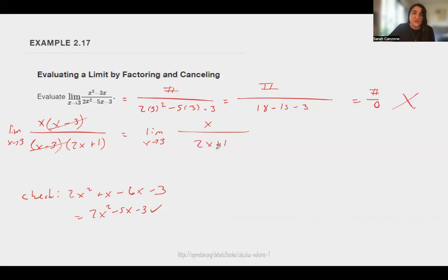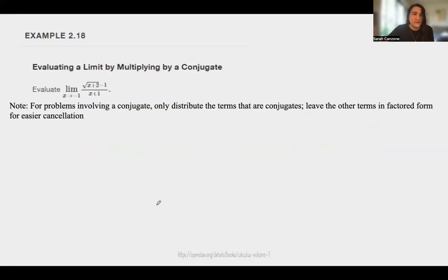Well, now that we've changed it, we can go ahead and try plugging back in our number. So this is 3 over 2 times 3 plus 1, which is 3 over 2 times 3 is 6 plus 1 is 7. Perfect. Well, that number isn't 0. That is, in fact, our limit. All right. Let's look at one with a conjugate now.